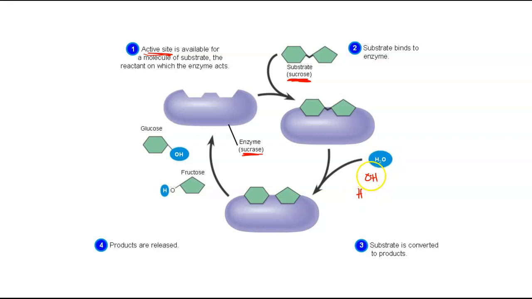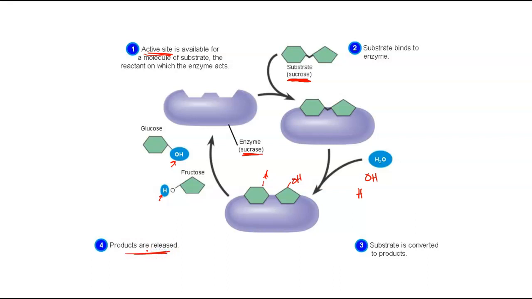The OH will bond to one of the eventual monosaccharides. The other H will bond to the other monosaccharide, and so essentially this would have an OH, this would have an H, which you can see here. Here's the H, here's the OH, and because of the bonding of these OH and H to the individual monosaccharides, they can no longer hold on to each other, and so they are released as individual monosaccharide products. So the products are released.